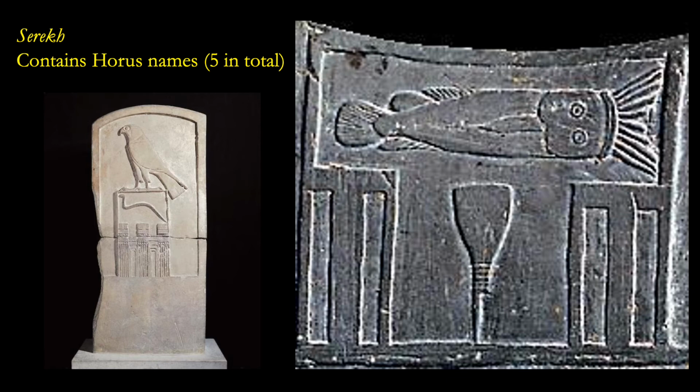Let me give you another example on the left. This is another Serekh of a different pharaoh, which shows once again the facade of a temple, a snake or serpent above that, but then notice the falcon on top, showing that this is Horus, and therefore the name of a pharaoh. The pharaohs had several titulary names, and they called them Horus names.